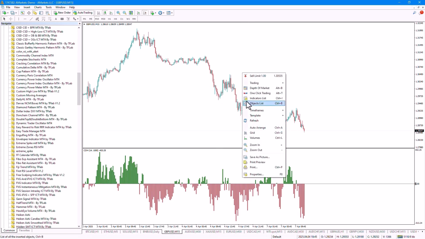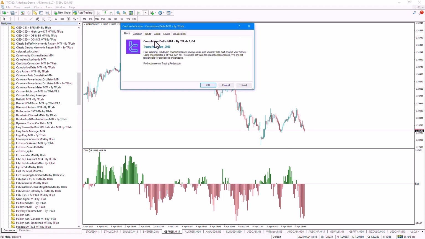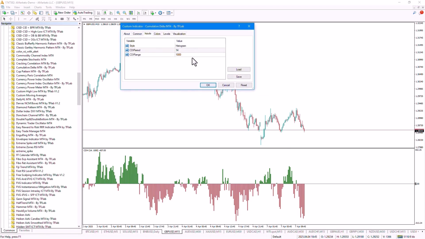In the Settings section, in the Input section, there are 3 options available to us. In the first part, we can choose the style, allowing us to select how the indicator is displayed, either as a histogram or a line. In the next section, we can set the indicator period, which is set to 14 by default. In the following section, we can adjust the number of candles for identifying and calculating the indicator.